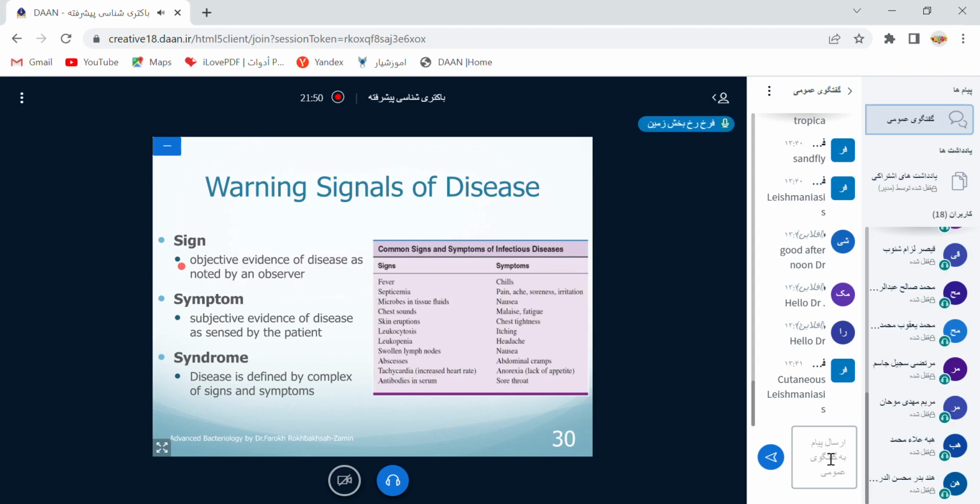For example, we do a blood culture and we notice there are many bacteria in the blood. The patient cannot understand that bacteria are there, but an observer, lab worker, nurse, or physician, by doing different tests, can understand it. So it is signs.